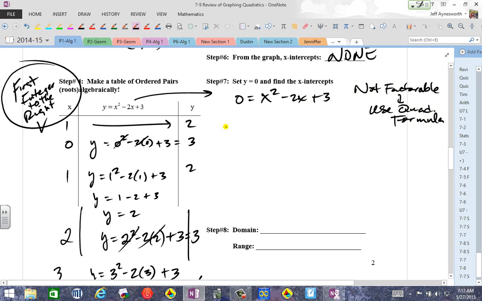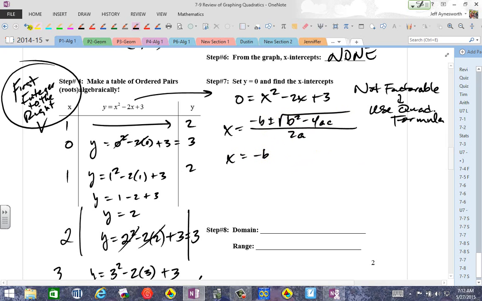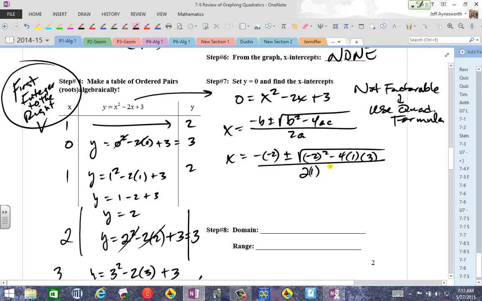So x is equal to opposite of b, negative b plus or minus the square root of b squared minus 4ac, all divided by 2a. So x is equal to negative b, which is -2, so negative of -2, plus or minus the square root of -2 squared minus 4 times a, which is 1, times c, which is 3, all divided by 2 times 1. So I get 2 plus or minus the square root of 4 minus 12, all divided by 2. And this is equal to 2 plus or minus the square root of -8 divided by 2.